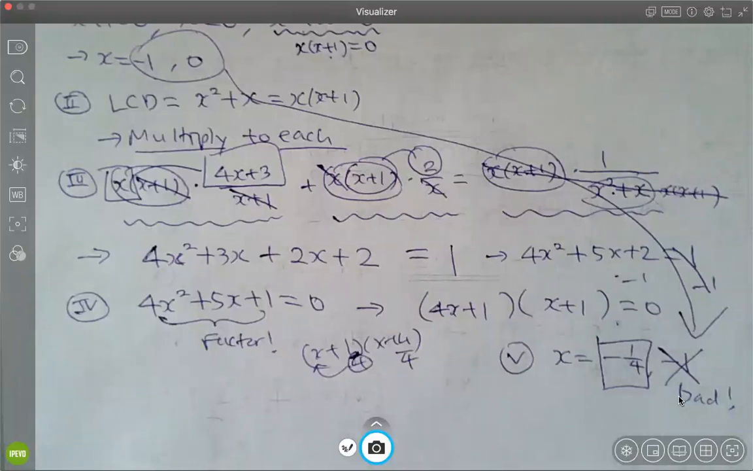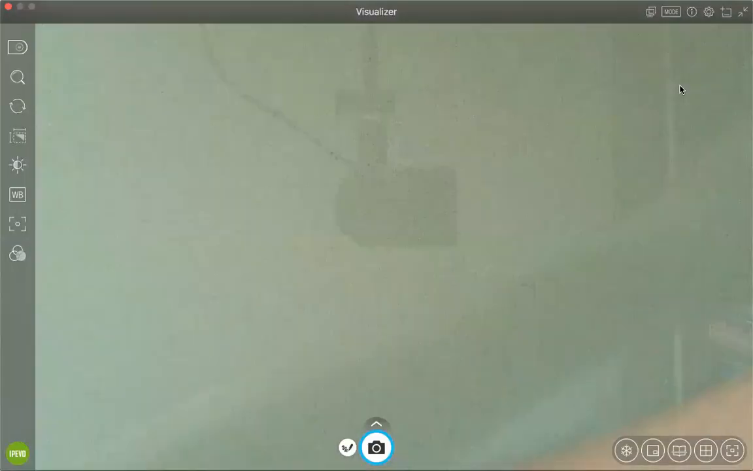Okay, so again, please practice factoring. Now, any questions on these rational equations? Okay, so now go to the next page, equation type number 2.